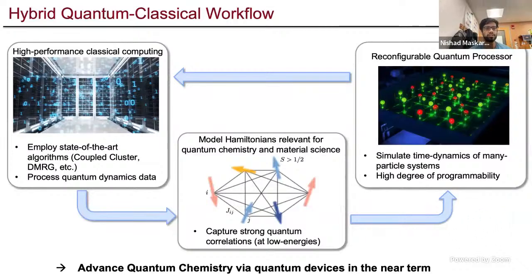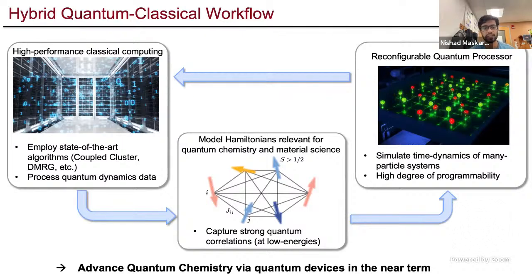And the general workflow looks as follows. First, we'll start off by taking a complicated molecule and employing state-of-the-art classical algorithms, such as coupled cluster and DMRG, in order to take this complicated problem and reduce it to a model Hamiltonian.